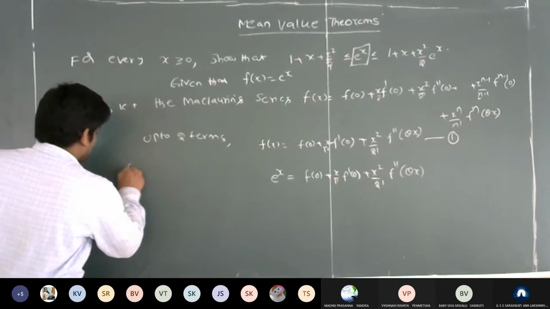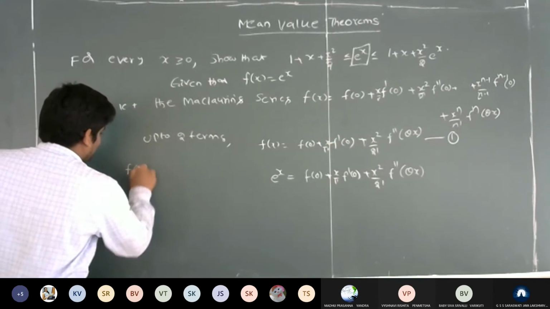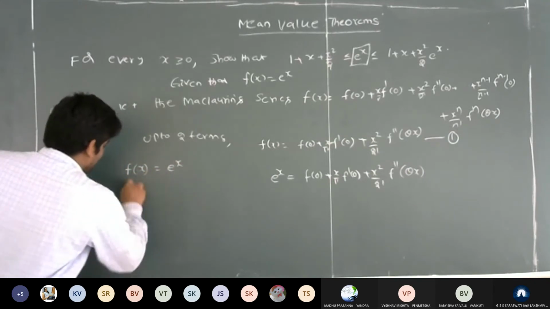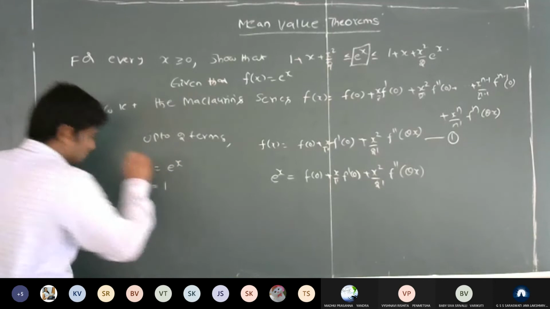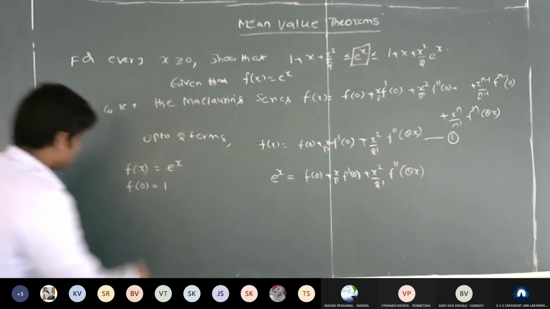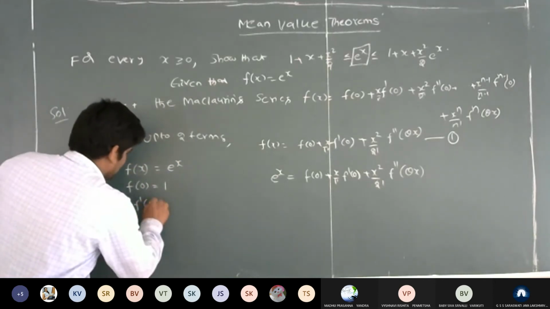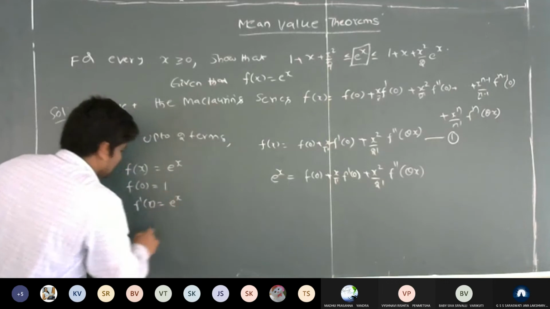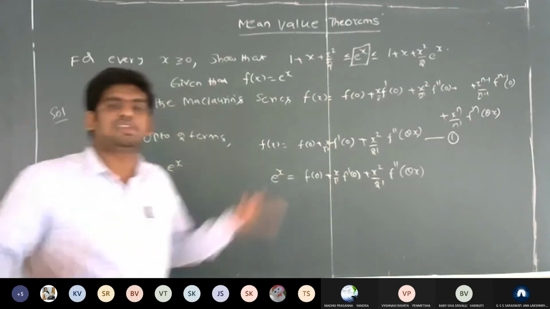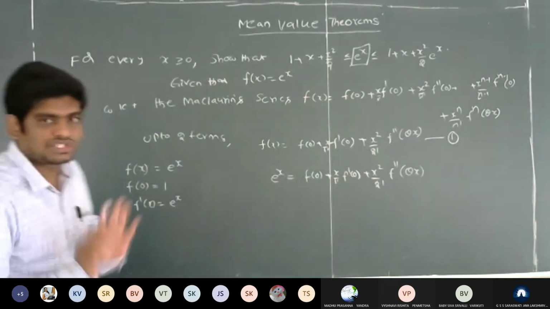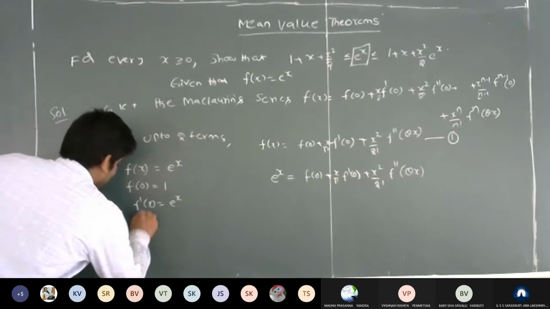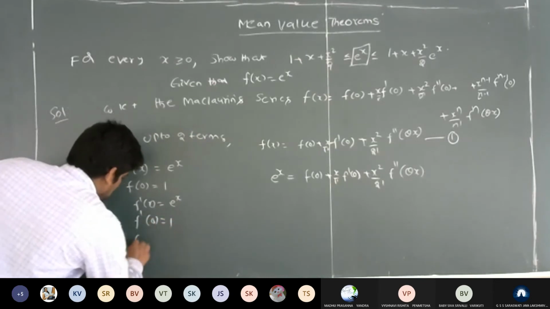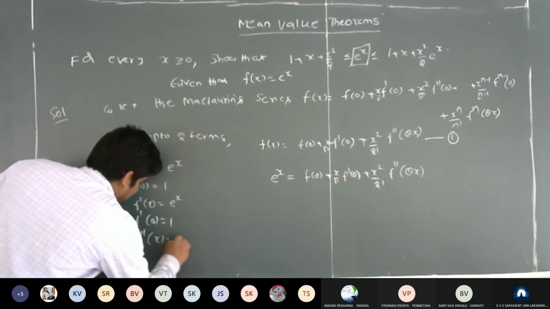Now calculate the value of f(0). Here f(x) is equal to e power x. What is f(0)? That is e power 0, which is 1. Next, f dash of x is equal to e power x. So the nth derivative of e power x is e power x, there is no change in the derivative. So here f dash of 0 is 1. Next, f double dash of x is equal to e power x.